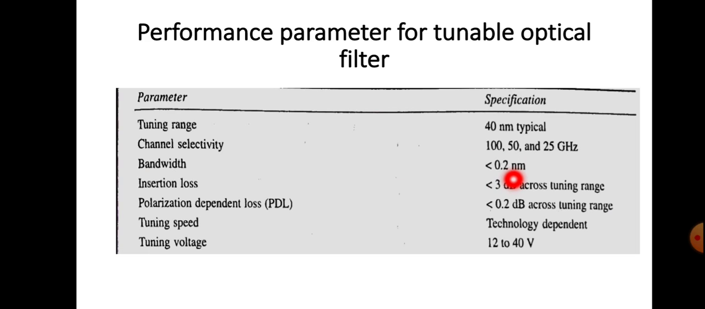That means a particular wavelength is chosen. That means the bandwidth is small, so it will precisely select a single frequency. That is why the bandwidth is very small. Next is the insertion loss. Insertion loss is less than 3 dB across the tuning range, and polarization dependent loss is less than 0.2 dB. The tuning speed depends upon the technology. That means we are using different methods for changing the fiber Bragg grating length, so based on that, the tuning speed will be different, and the tuning voltage is 12 to 40 volts. So that's all about this topic. Thank you.